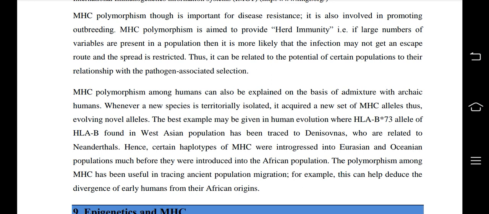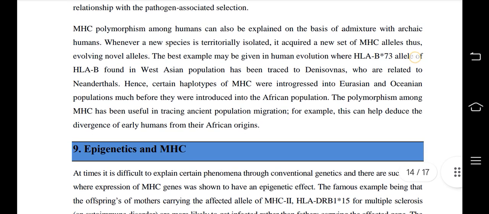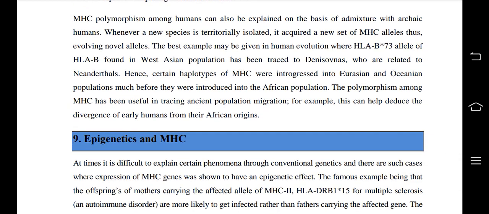MHC polymorphism among humans can also be explained on the basis of admixture with archaic humans. Whenever a new species is territorially isolated, it acquires a new set of MHC alleles, thus involving novel alleles. The best example may be given in human evolution, where the HLA-B73 allele of HLA-B found in West Asian populations was traced to Denisovans, who are related to Neanderthals. Hence, certain haplotypes of MHC were introgressed into Eurasian and Oceanian populations much before they were introduced into the African population.